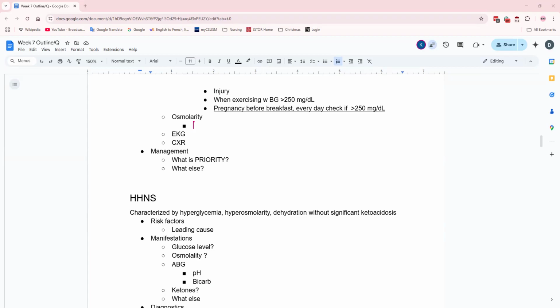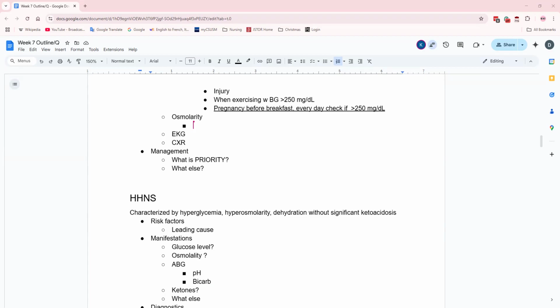Whereas you'll see with our HHNS, normal ain't the truth. Yeah, it's going to be high. They're super concentrated, hence the name hyperosmolar. The names really help you out.